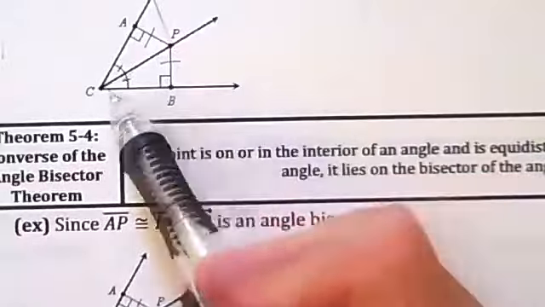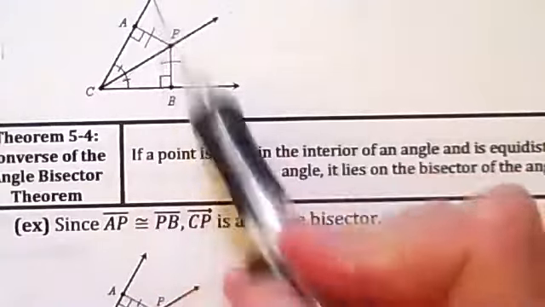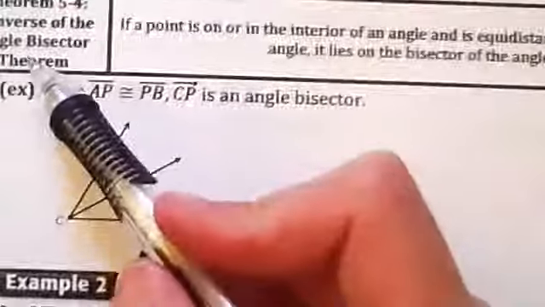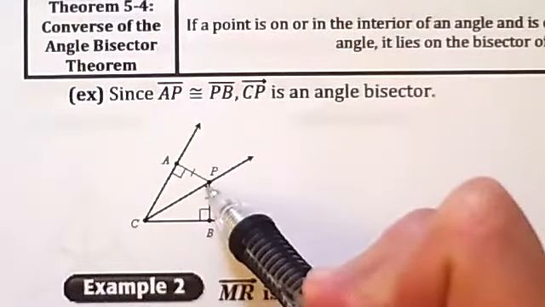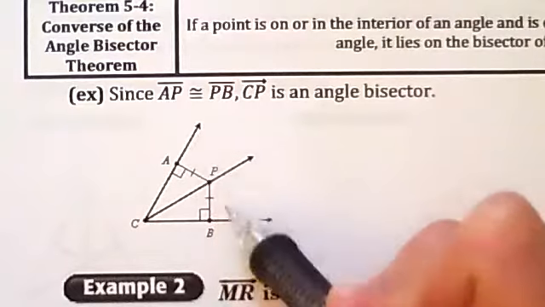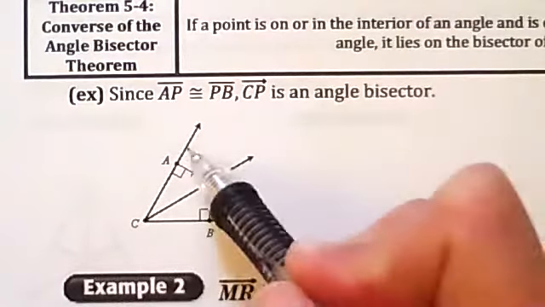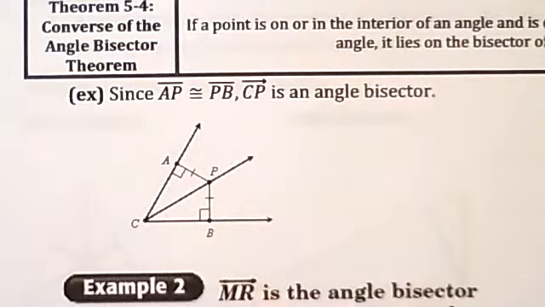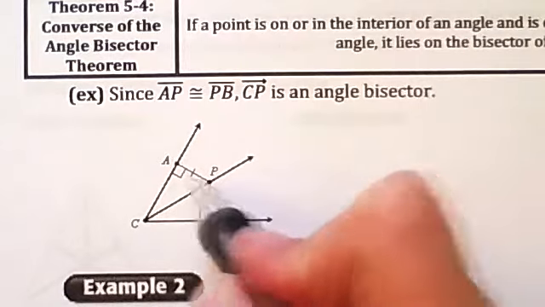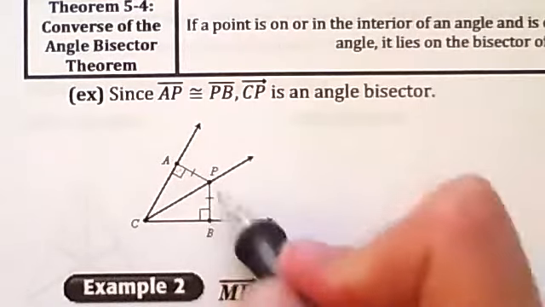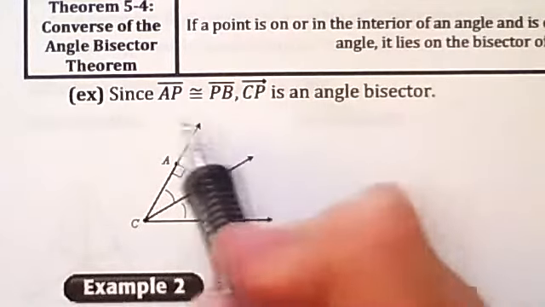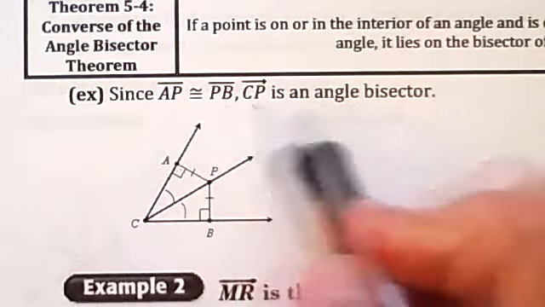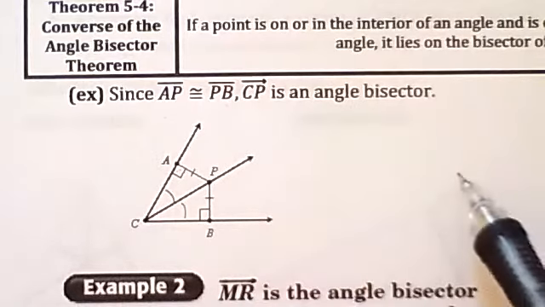Okay, so when you have an angle bisector, any point on the angle bisector is equidistant to the sides. Then you have the converse, which is the opposite. If you had a point in the interior of an angle, which P is on the interior of angle ACB, and it's equidistant to the sides of the angle, which this one is, then you could conclude that it's on the angle bisector. So since AP is congruent to PB, ray CP is an angle bisector.